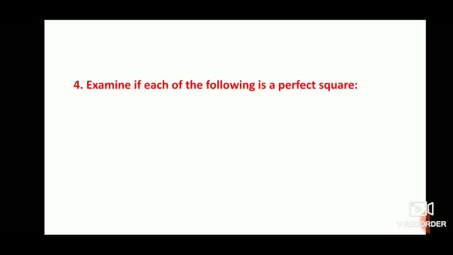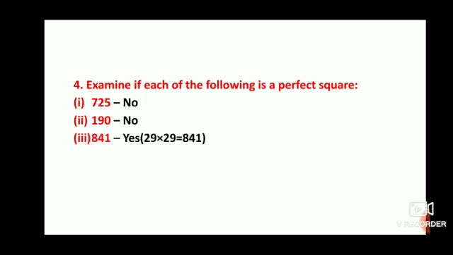Next, fourth sum. Examine if each of the following is a perfect square. First subdivision, 725. This is not a perfect square. So the answer is no. Yes or no questions. Next, second subdivision, 190. This is also not a perfect square. So no. Next, third subdivision, 841. This is a perfect square. Yes, because 29 into 29.